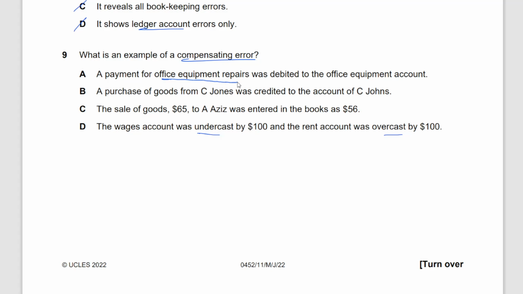Office equipment repairs, office equipment. One is an asset, one is an expense. When you mix it up, this is called error of principle, right? Error of principle. I'm not going to write that whole thing, but you hear me, right? Error of principle, when you mix up the categories.